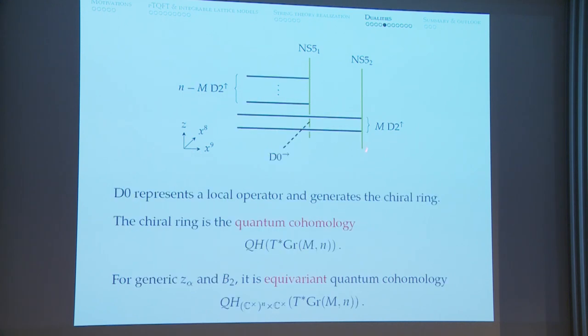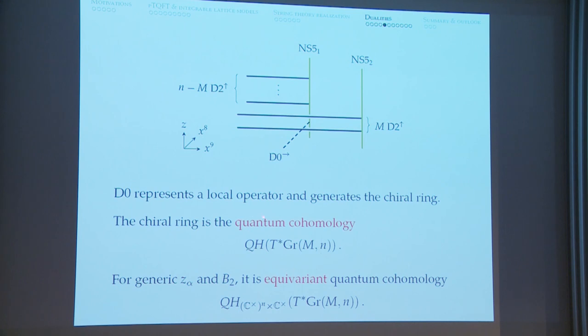Okay. Now I insert the D0 brane. So remember, the D0 brane creates a local operator in this A model. Okay? And because the D0 brane has a continuous parameter, this parameter z, its location, you can expand this local operator in this z parameter. And you get a bunch of local operators which generate the chiral ring, the algebra of local operators of the A model, which is the quantum cohomology ring of the target space. Okay. Now, but for generic values of z alphas and the B field, this ring is replaced by the equivariant version.